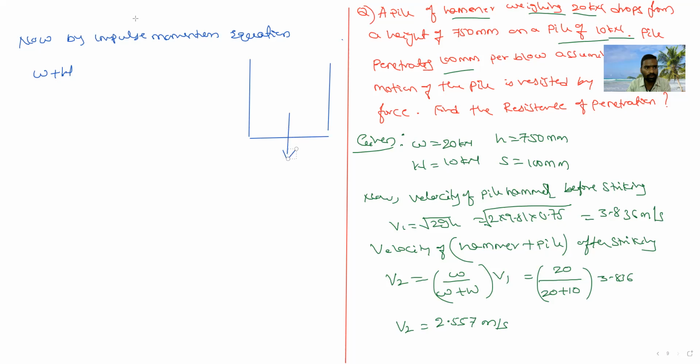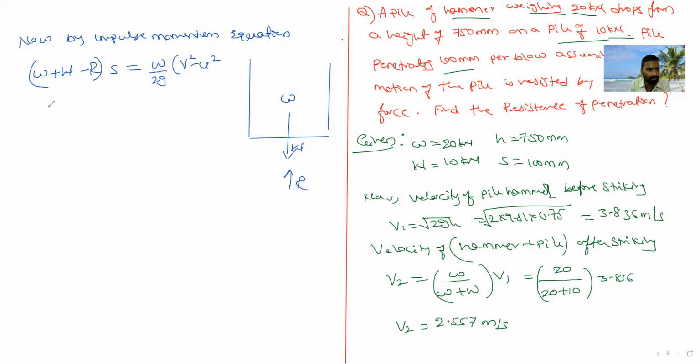This is small w, this is capital W. These two are moving in the downward direction. There is a resultant resistance from the ground. This is R, moving in the upward direction. So w plus W minus R, into the distance, is equal to the change in kinetic energy. What is the change in kinetic energy? W divided by 2g into V square minus V square.